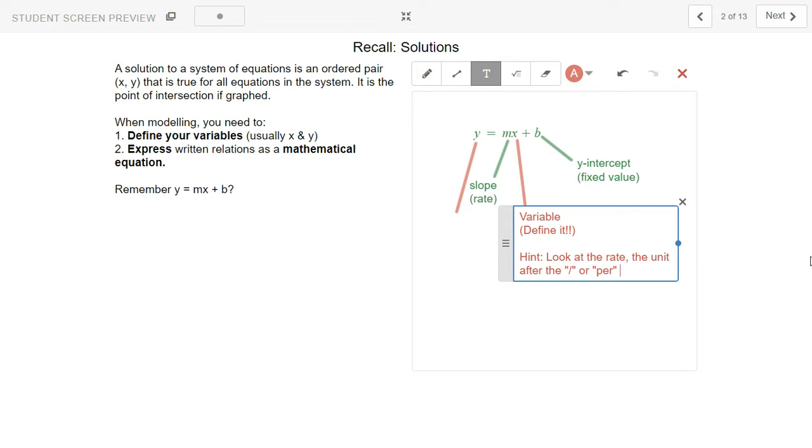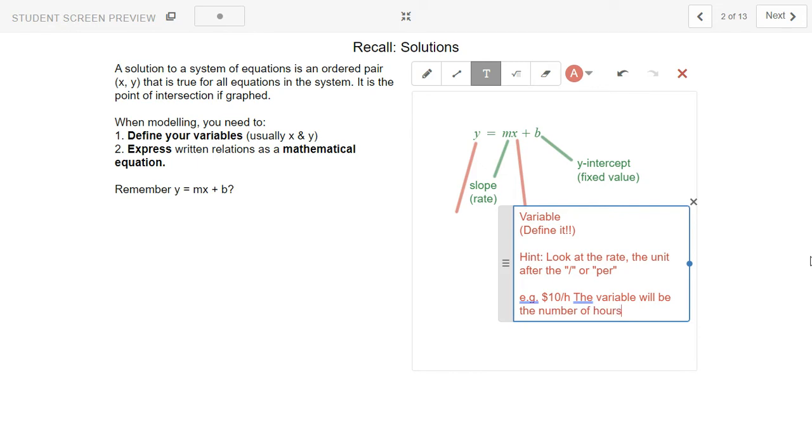Look at the rate, and we're going to use the unit that's after the slash or the word per. So, for example, if I have a rate of $10 per hour, then my variable will be the number of hours. Y is the total amount. So, the total will depend on what you're calculating.